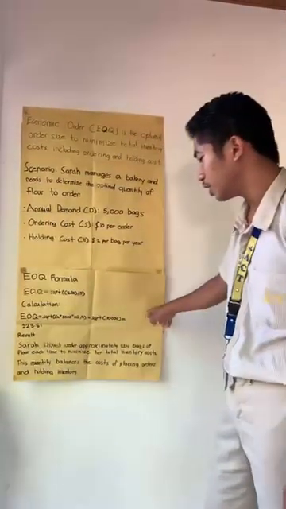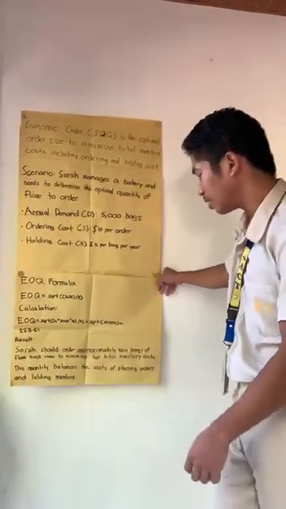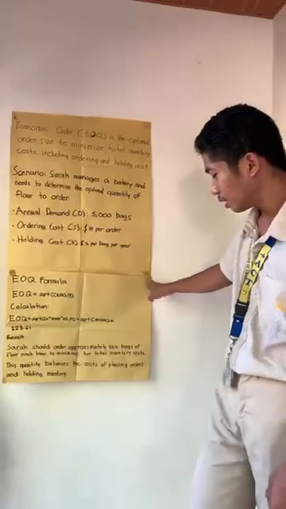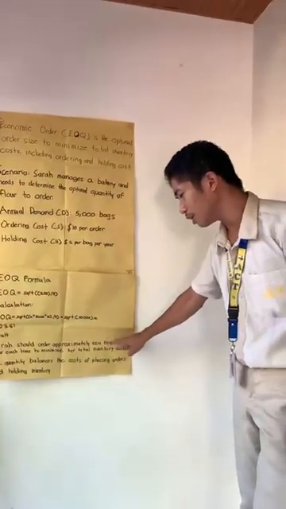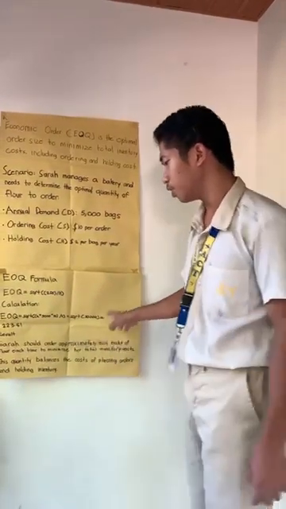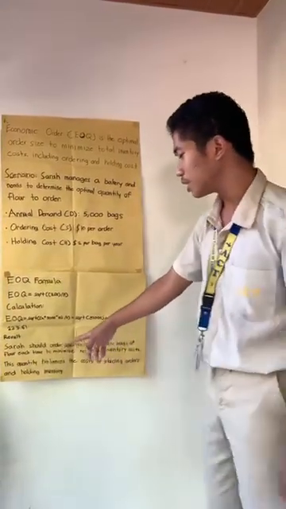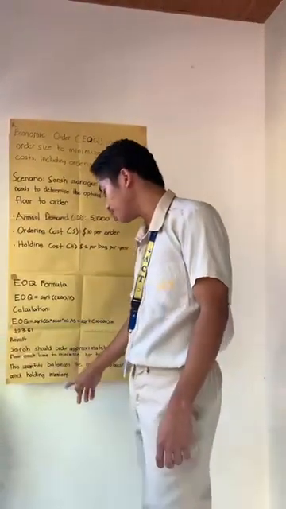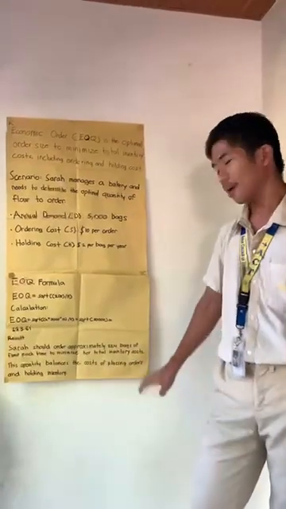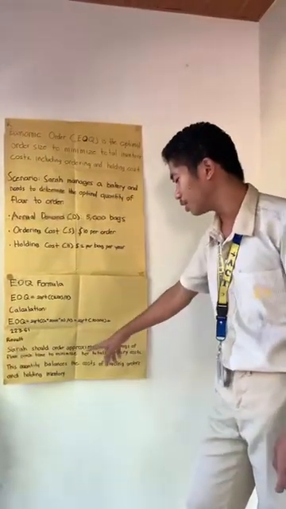Result: Sarah should order approximately 224 bags of flour each time to minimize her total inventory cost. This quantity balances the cost of placing orders and holding inventory.